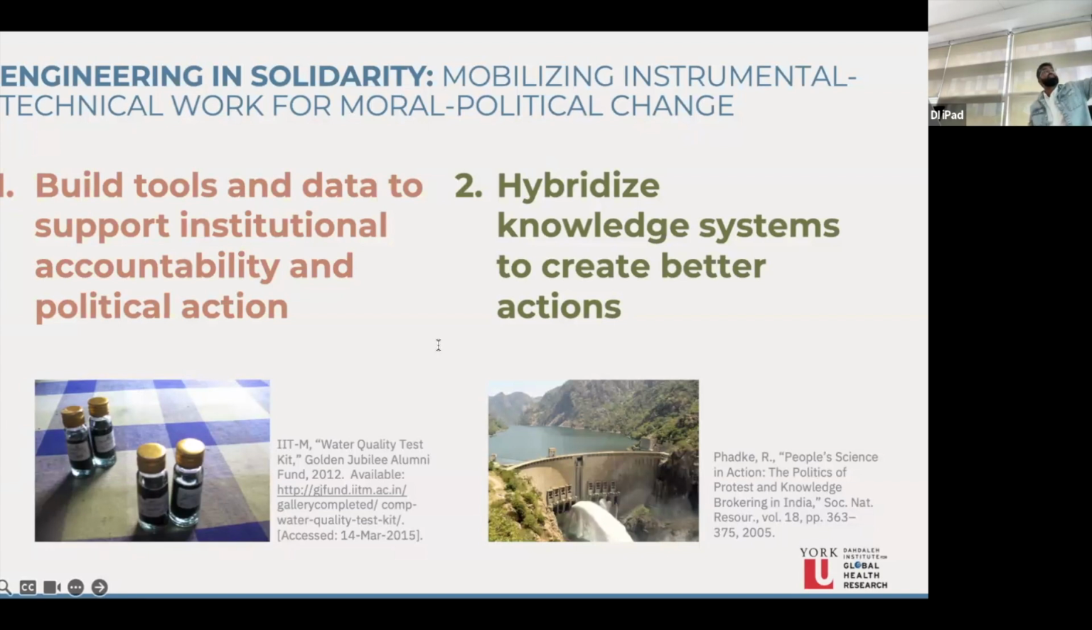One is building tools and data that support and reinforce institutional accountability and drive political action. A great example of this is water quality test kits developed by a collaborator in India, working with UNICEF. Rural area, development context in India, very poor water quality outcomes, a lot of diarrheal disease, no mortality, but high levels of morbidity. They deployed these hydrogen sulfide test kits, household level, which turn a very evocative black when the water is contaminated with fecal bacteria.